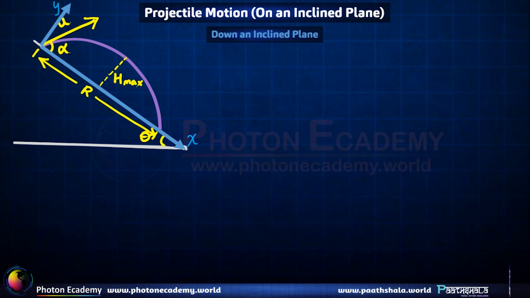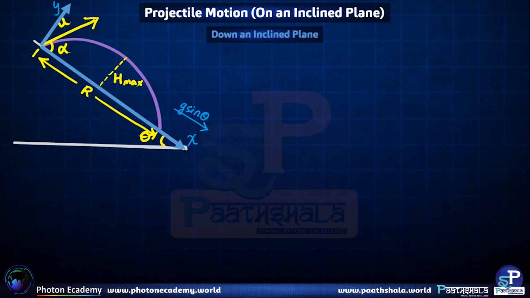So the analysis follows similar logic. Again, we need to understand that down the inclined plane, that means in this direction, acceleration due to gravity happens to be equal to g sin theta. So g sin theta here will be aiding the projectile motion in x direction, and perpendicular to the inclined plane it happens to be equal to g cos theta.